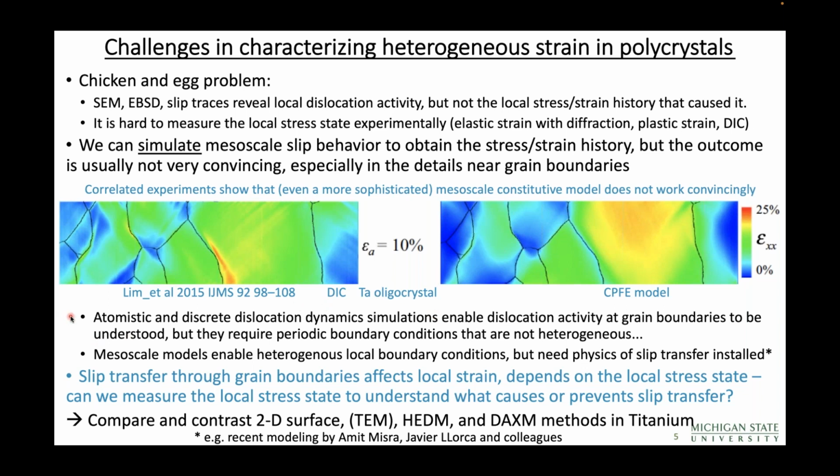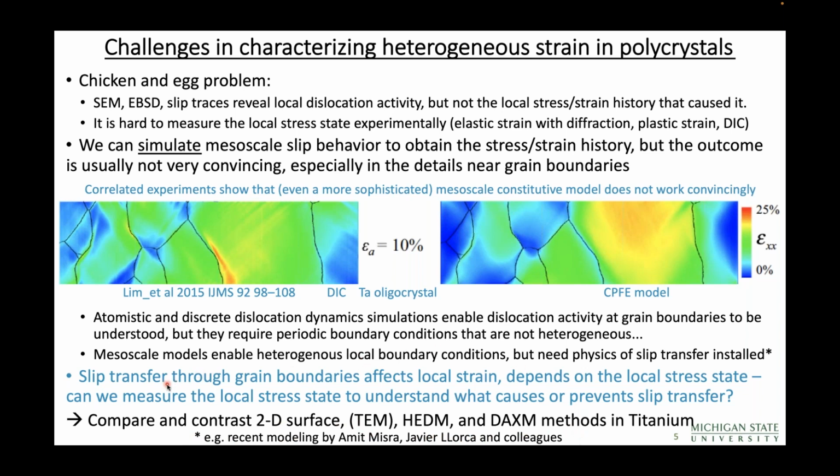We can also learn a lot about dislocation interactions through dislocation dynamics or atomistic simulations at grain boundaries. But these generally require periodic boundary conditions that clearly are not heterogeneous or complex in terms of the boundary conditions. The mesoscale models allow us to use complicated or heterogeneous local boundary conditions. They just occur naturally in the context of the microstructure model, but we do need the physics of the slip transfer process to be installed somehow. And a couple of folks have started to do that: Amit Mishra at University of Michigan, Javier Llorca and colleagues in Spain.